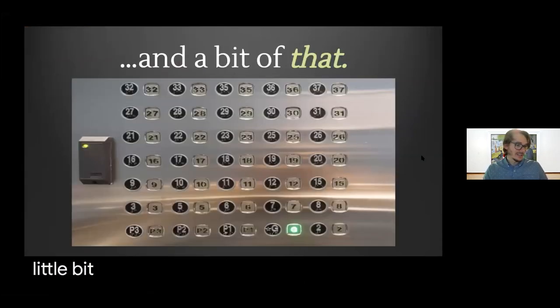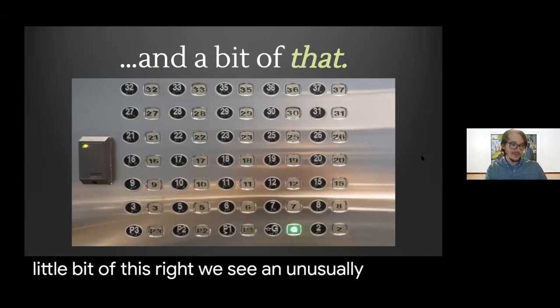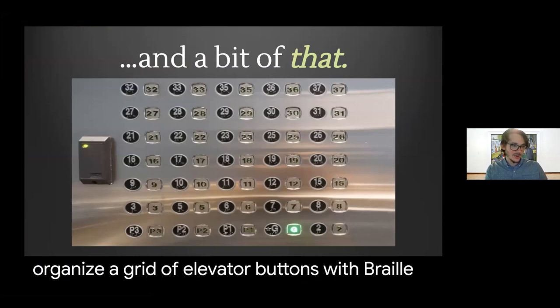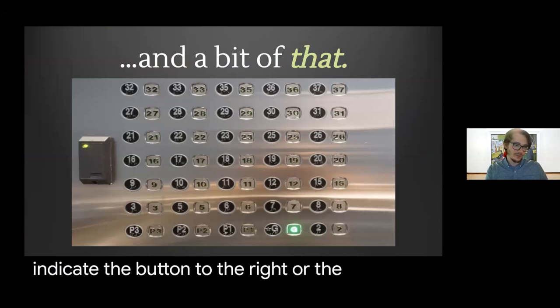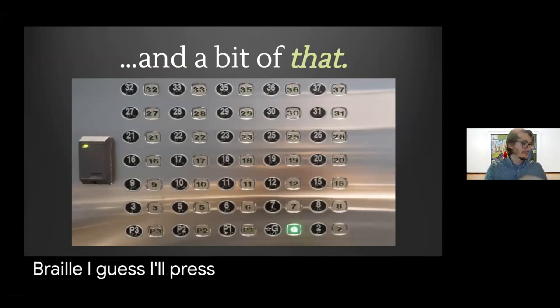And we saw a little bit of this. We see an unusually organized grid of elevator buttons with Braille next to, but not on, each button. And does this indicate the button to the right or the left of the Braille? I guess I'll press both.